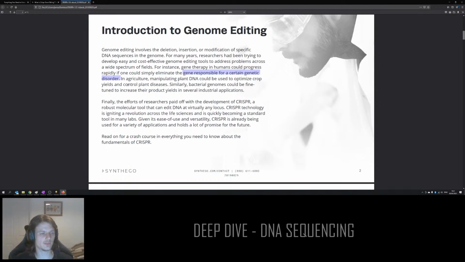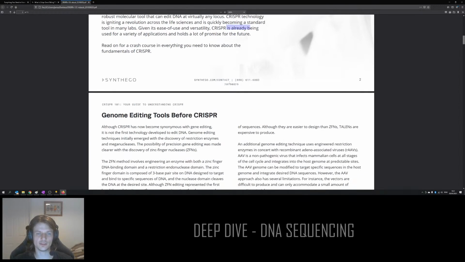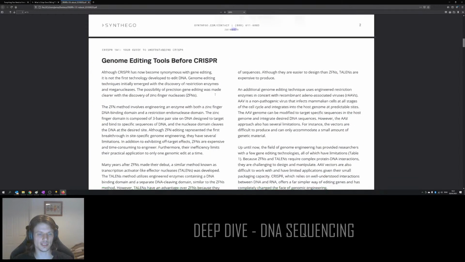Okay, yeah. Finally, the efforts of researchers paid off with the development of CRISPR, a robust molecular tool that can edit DNA at virtually any locus. CRISPR technology is igniting a revolution across the life sciences and is quickly becoming a standard tool in many labs. Given its ease of use and versatility, CRISPR is already being used for a variety of applications and holds a lot of promise for the future. Read on for a crash course. When was this written? 2019. Cool. Okay, that's promising.